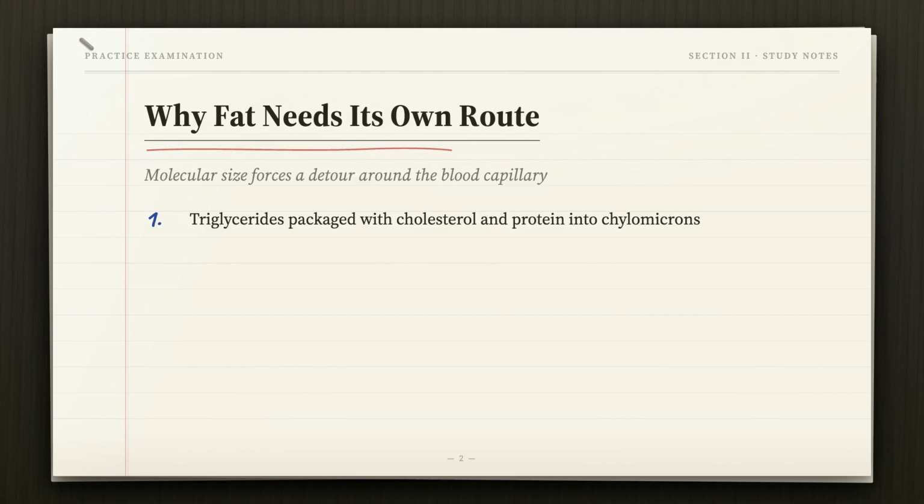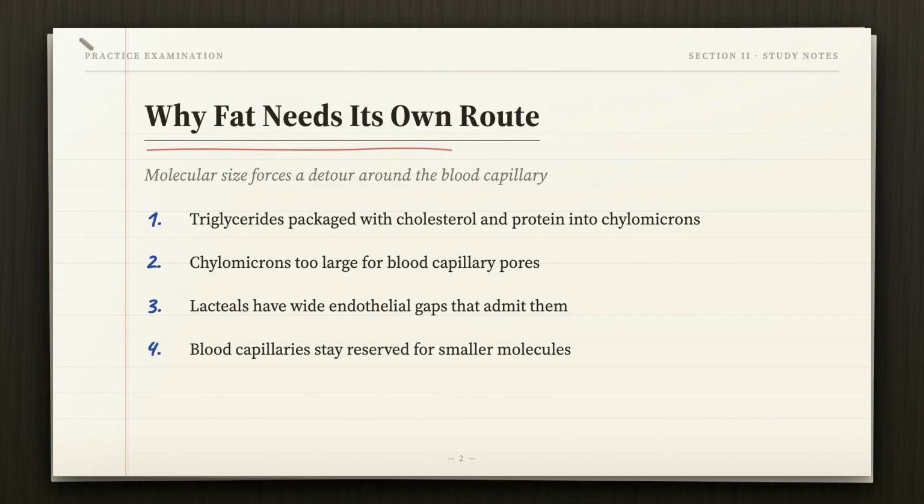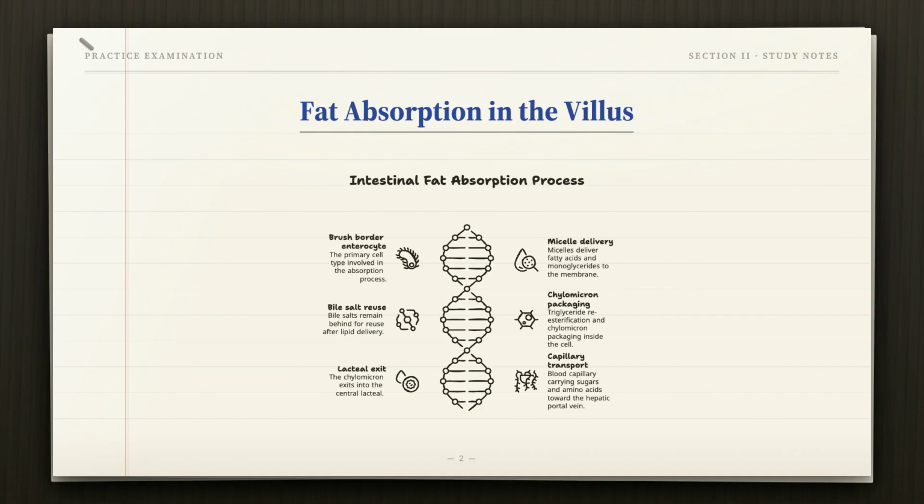Fatty acids and monoglycerides are reassembled inside the enterocyte into triglycerides and packaged into chylomicrons, particles far too large to pass through blood capillary pores, so they enter the lacteal instead, a lymphatic capillary with much larger gaps. Bile salts cluster with fat products in micelles that ferry them to the brush border, where the fat diffuses in while bile salts stay behind for reuse in the ileum.